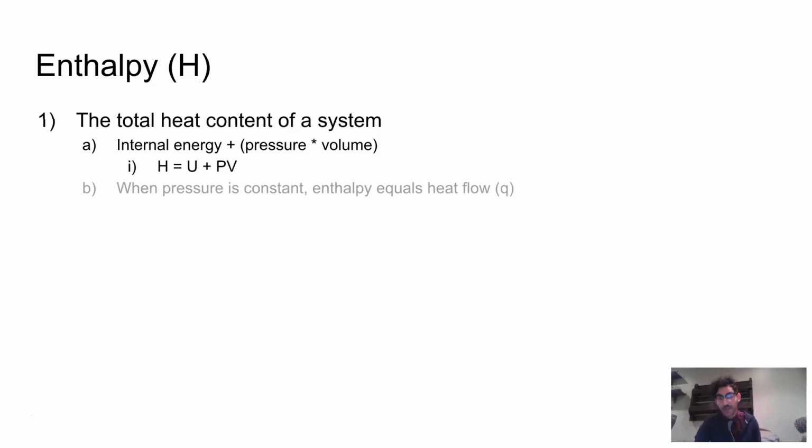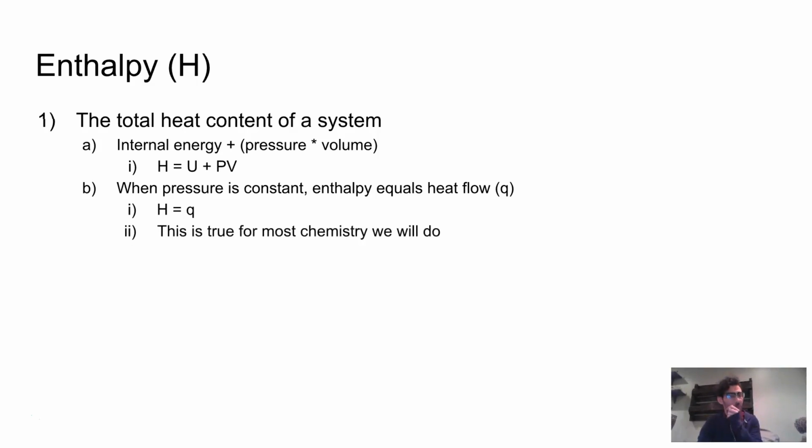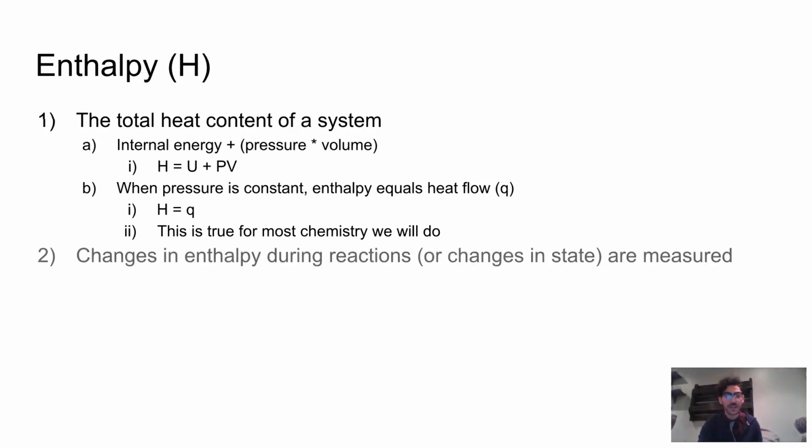this equation. Now, generally, if pressure is constant, enthalpy is just going to really measure the heat flow through a system. So we can say H equals Q, or we're going to look at that a little differently. This is going to be true for most of the chemistry we do in a general chemistry sense. We're not controlling pressure, so pressure is going to stay pretty much constant at atmospheric pressure. So for most general chemistry, enthalpy equals heat flow.